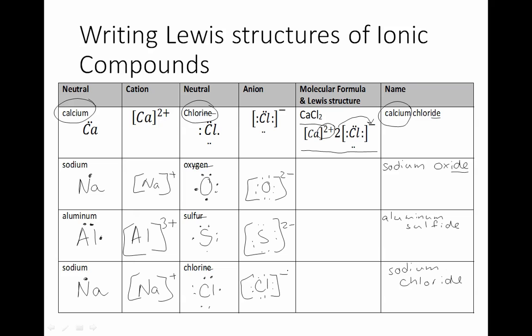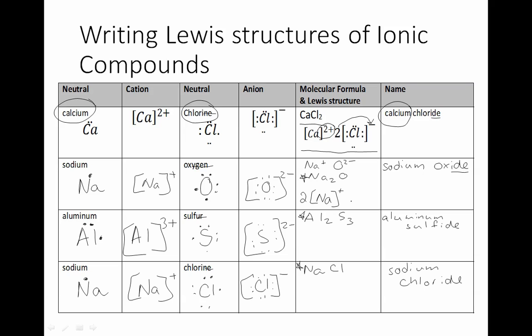Now cross the charge on those things. We have sodium with the plus and oxygen with the 2-. Cross that charge. Forms Na2O. Aluminum sulfide. What does it form? Al2S3. Sodium chloride. What does that form? NaCl. So then how do we write the Lewis structure for these compounds? For the first one, sodium, how many are there? There are 2 of them. Then we write its Lewis structure.